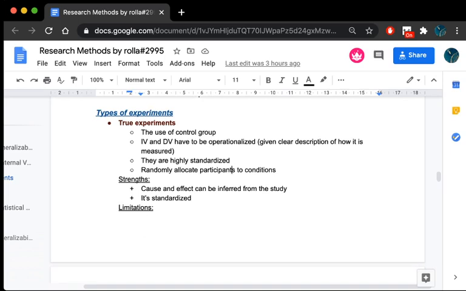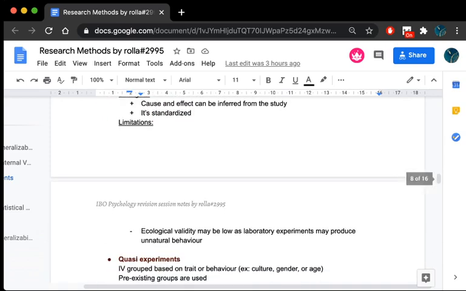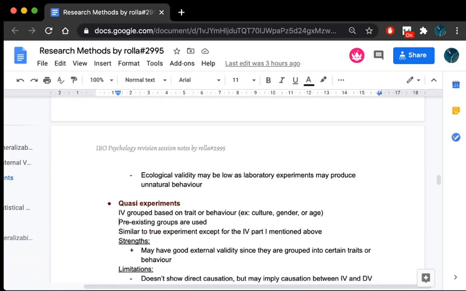The good thing about true experiments is that usually cause and effect can be inferred from the study, so we can know what causes what behavior to happen. It's also standardized, which means you can replicate or repeat the study easily. But most of the time, because it's very controlled, it unfortunately usually has low ecological validity, because a control condition is not representative of how real life works.